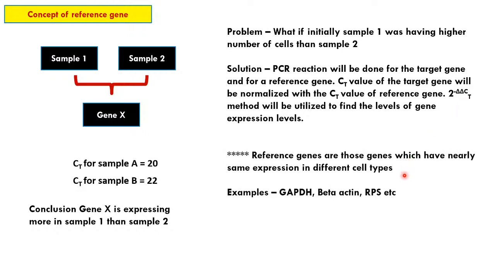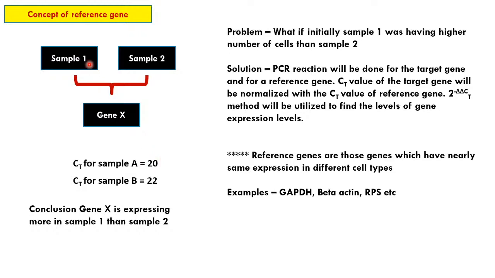Now, what are reference genes? Reference genes are those genes which have nearly the same expression in all cell types, like genes of glycolysis, that is GAPDH, the gene of beta actin, that is cytoskeleton, and the gene of RPS, that is ribosome. What happens if you have 10,000 cells here and 8,000 here? You will have different CT values for gene X, 20 and 22. And this difference is not coming because gene expression is high in case A, but because sample 1 had a higher number of cells.